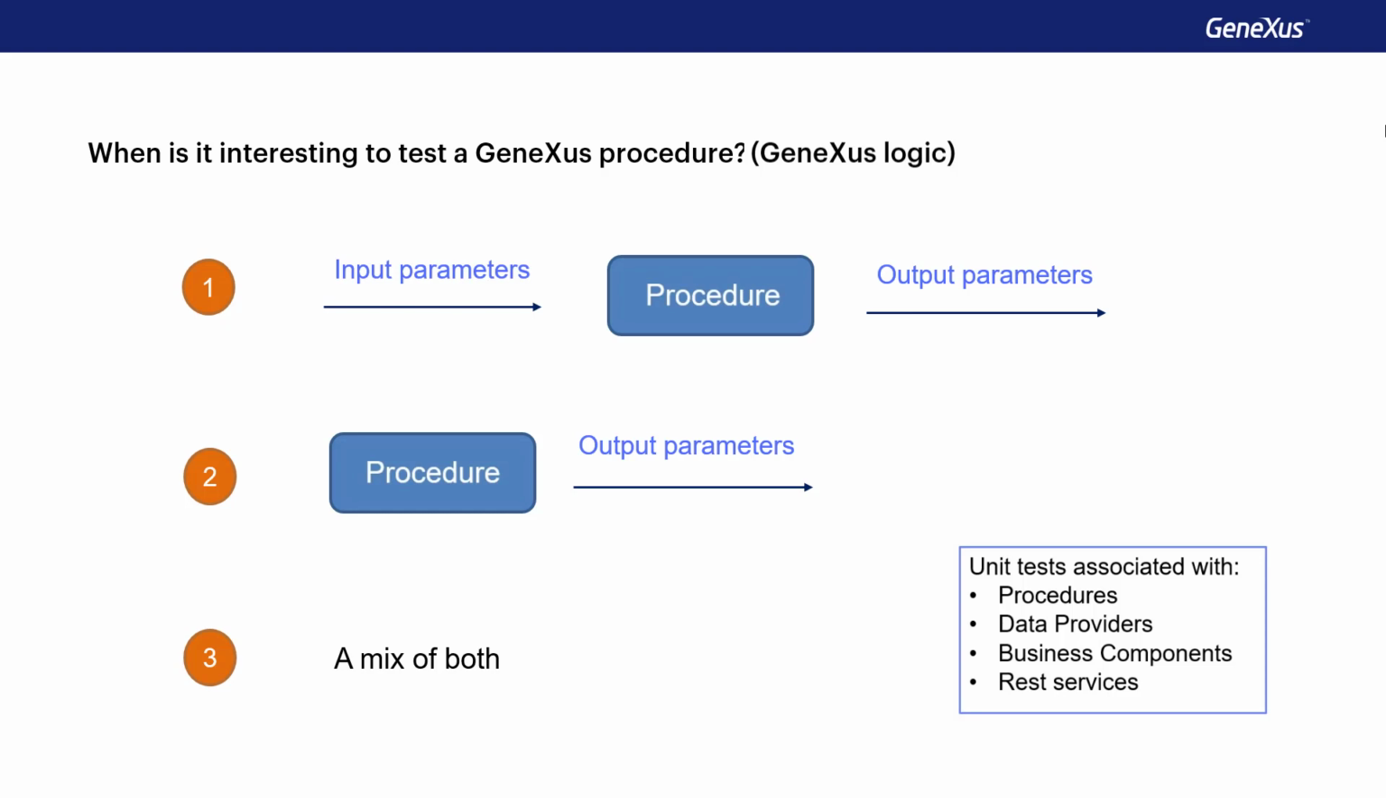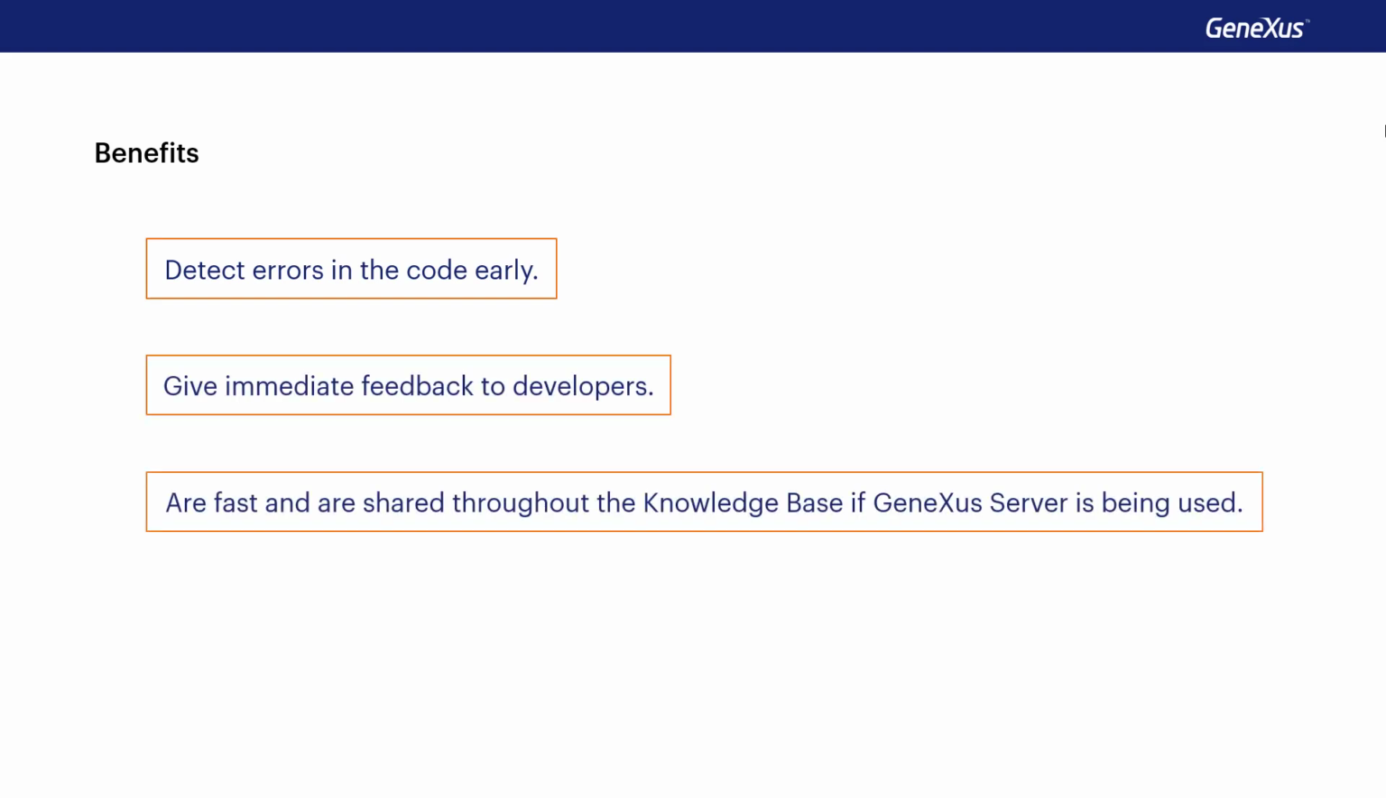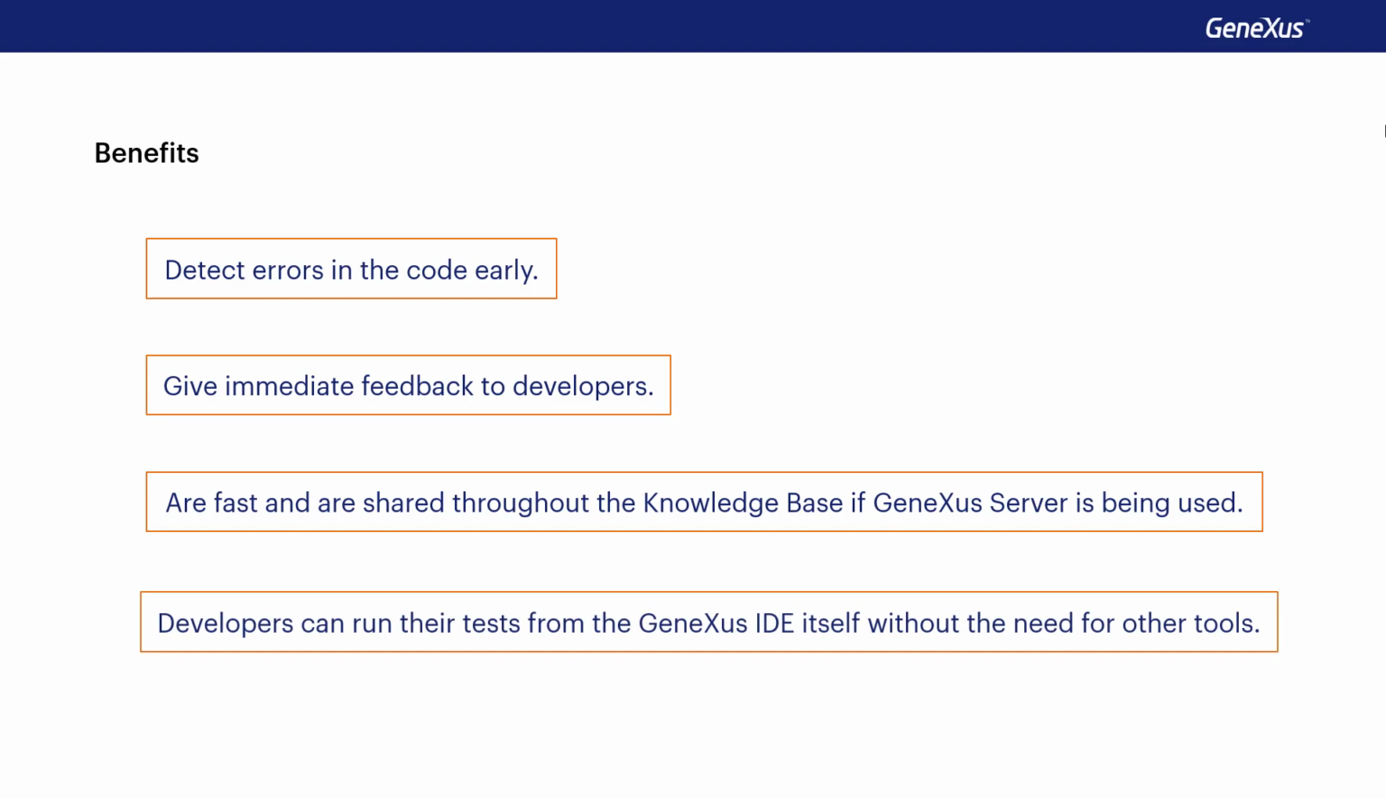The main benefits of performing unit tests are as follows. To detect errors in the code early. To give immediate feedback to developers. They're fast and shared throughout the knowledge base if Genexus server is being used. And developers can run their tests from the Genexus IDE itself with no need for other tools.